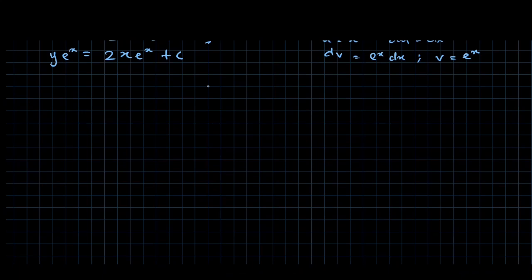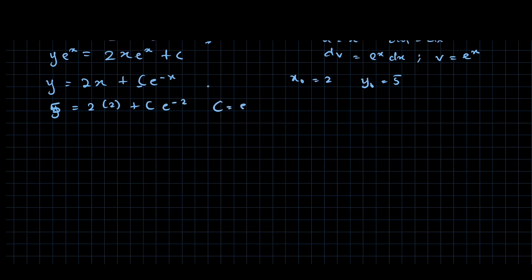And you can divide through with e^x, so it becomes y equals 2x, the e^x cancels here, plus c e raised to minus x. I just brought it up so it comes negative. Now remember our initial conditions, x naught was equal to 2 and y naught was equal to 5, because we need to get this constant here. So y is now 5 equals 2 times 2 plus c e raised to what? Minus 2. If you solve all of this, you're going to get that c is equal to e raised to 2.